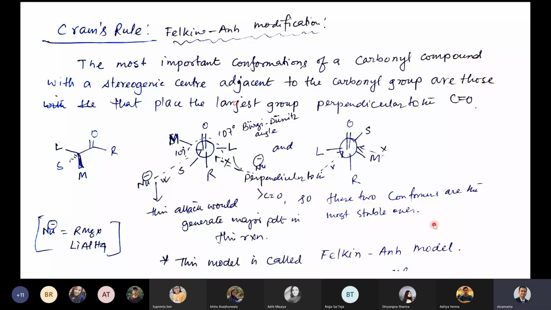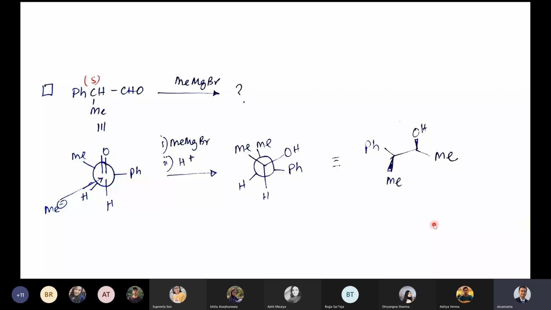Let's say this is our starting material. Let's say this is your compound. The stereochemistry of this carbon is S, and I give you a reagent, that is methyl magnesium bromide. What will be the product? So this would be the question in your question paper. Then how would you draw it? How would you answer it?